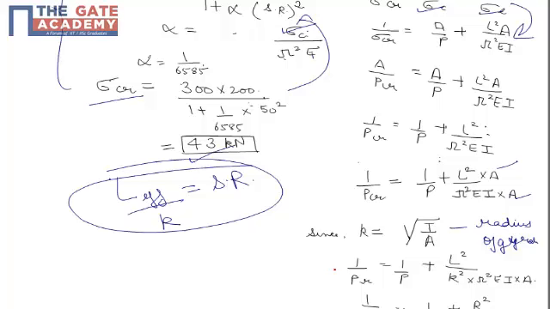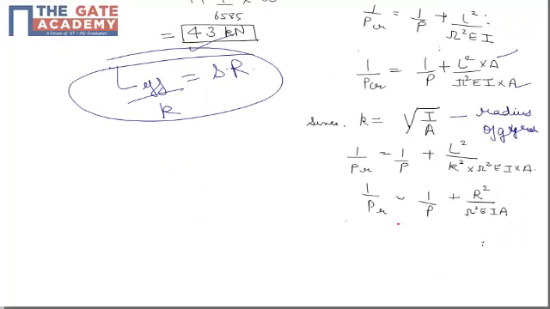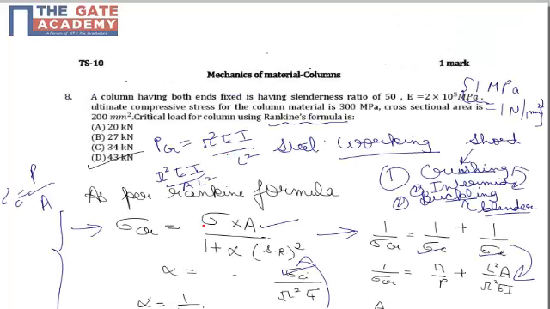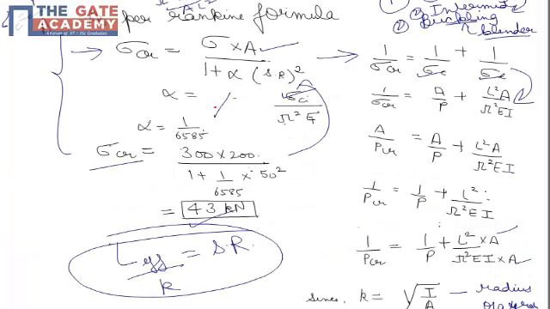So after substitution, 1 upon PCR comes out as 1 upon P plus L square upon K square into pi square EI upon A, from which 1 upon PCR can be written as 1 upon P plus slenderness ratio square into pi square E I A, which simplifies to sigma A upon 1 plus alpha SR square, and alpha is what we talked about, that is sigma c upon pi square E.